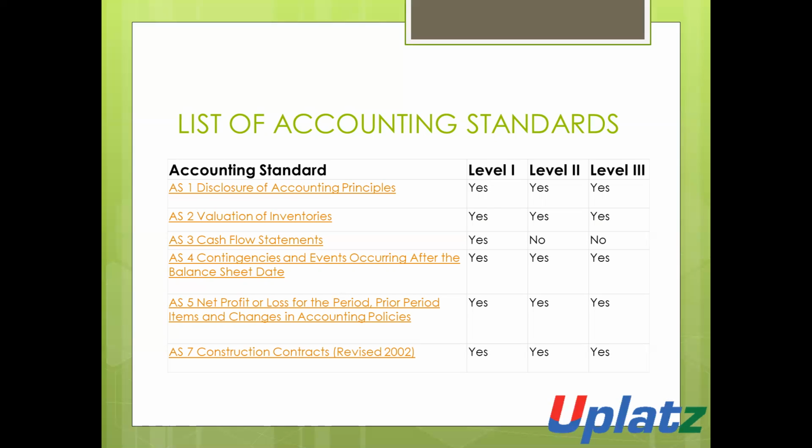AS 3, Cash Flow Statement, is applicable only on Level 1 organizations. That is, for an organization considered a Level 1 organization, AS 3 Cash Flow Statement will be applicable, and the provisions of AS 3 will not be applicable on Level 2 and Level 3 organizations or enterprises.